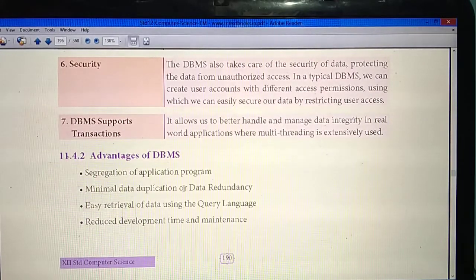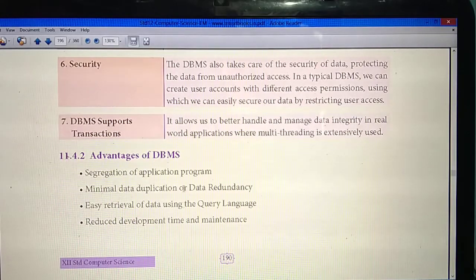Next. That's the first advantage. Minimal data duplication or data redundancy. Already you have studied about data redundancy, isn't it? So to avoid data redundancy, which technique are you using? Normalization. Isn't it? So using this DBMS concept, you can avoid redundancy. What do you mean by redundancy? Same details repeated. So unknowingly you are typing the details 2 or 3 times. By using this technique, you can avoid that redundancy.